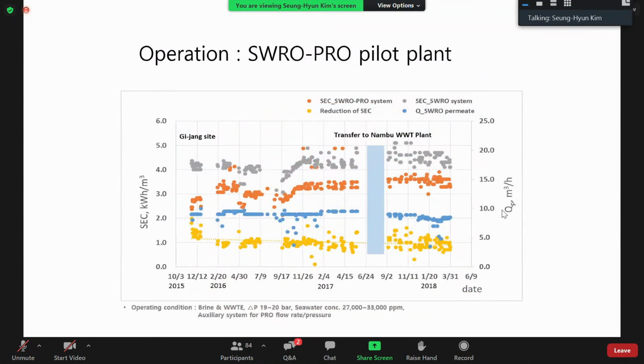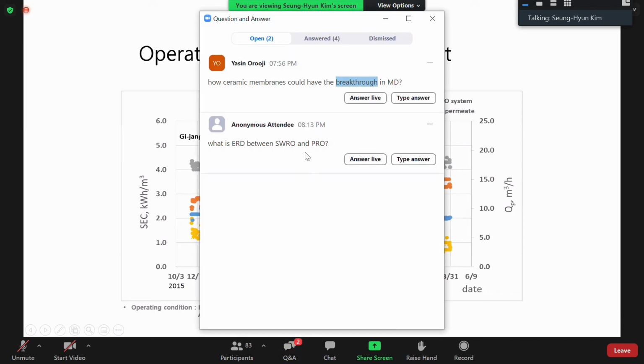And this slide shows the operational results. It's already our PRO pilot plant. You can find here SEC. SEC without PRO is mostly 4 kilowatt hours per meter cubed. But with PRO, the specific energy consumption was reduced to 3 kilowatt hours per meter cubed. So we were able to reduce energy consumption by 25%.